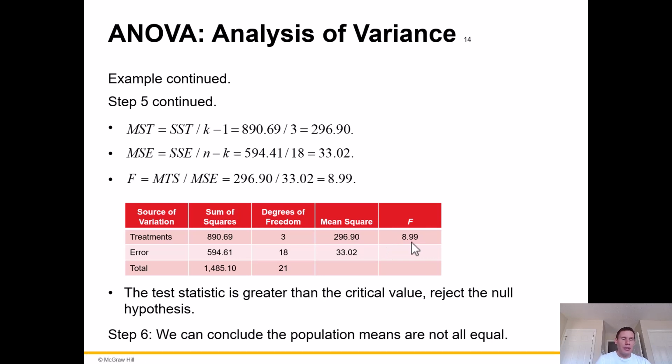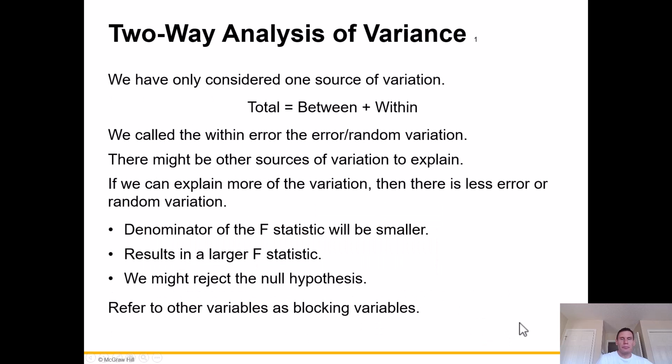So what I know is that the test statistic is greater than the critical value. So what can I do? Anytime it's greater than, I can what? I can reject the null hypothesis. Thus, I'm indirectly saying I can accept my research hypothesis. So what can we do? We can conclude population means are not all equal.